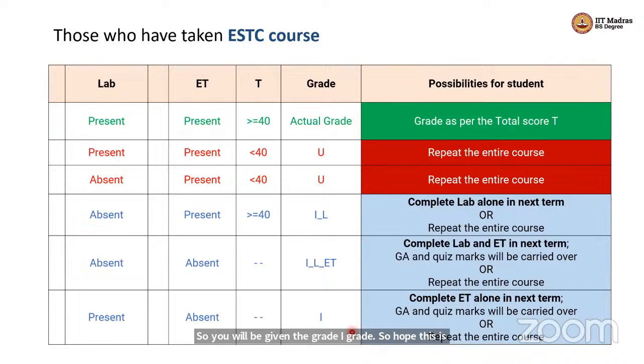Any doubt in this before I move to the next course, which is C programming, which is slightly more complicated because there we have one more component called OPPE. In Electronic Systems Thinking, it's quite simple because there are only two things, end term and lab. Whereas when it comes to C programming, we have added another component, which is OPPE.